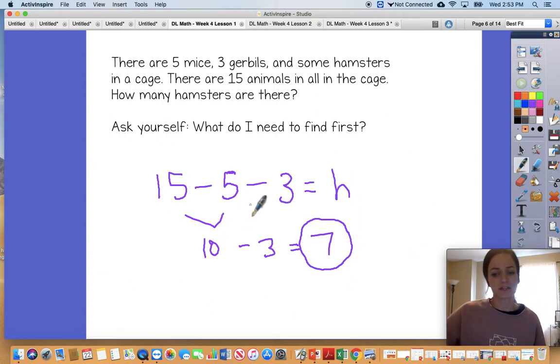The previous one, if that confused you, that's okay. I'm just showing you different ways to do the same problem. But if you had 15 animals minus the 5 mice minus the 3 gerbils, that will give you how many hamsters there are. We got to go to the next problem. I need a brain break.